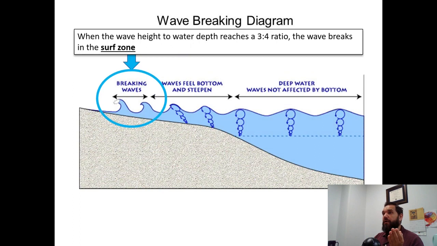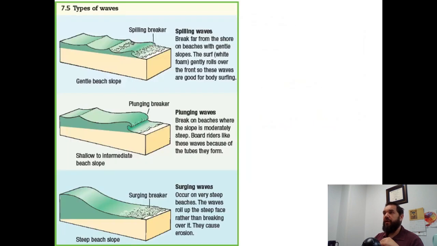So the wave height to water depth reaches a 3-to-4 ratio. The wave breaks in the surf zone. Okay. And you have what are called breakers, right? So breakers are the surf. That's when the wave is reaching the shore, and it breaks. The wave is breaking down because its wavelength has become so small it can no longer maintain that 1-to-7 ratio.